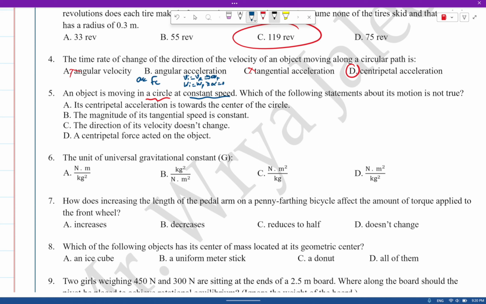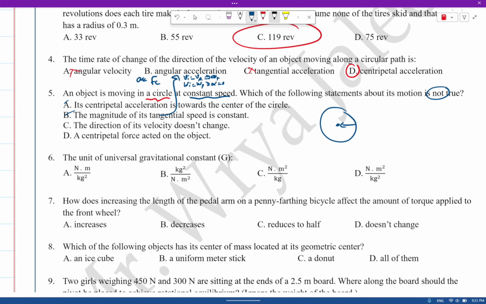It says, which of the following statements about its motion is not true? So which one of these is not true? The first one says its centripetal acceleration is towards the center. That is obvious, which is correct, because you could draw a circle for yourself. Centripetal acceleration is always towards the center. So option A is correct. What about option B? The magnitude of the tangential speed is constant. That is also correct, because we said initial and final are equal here.